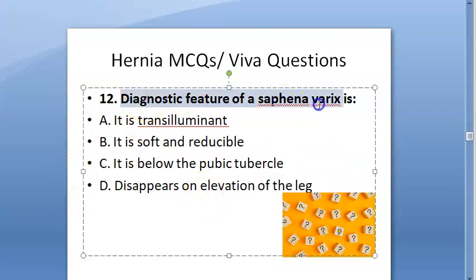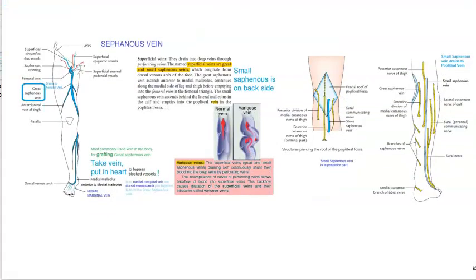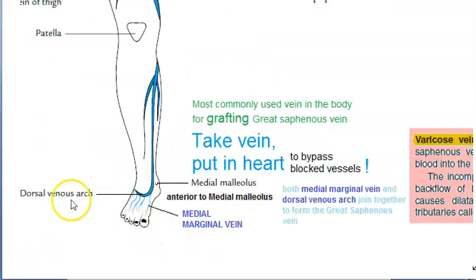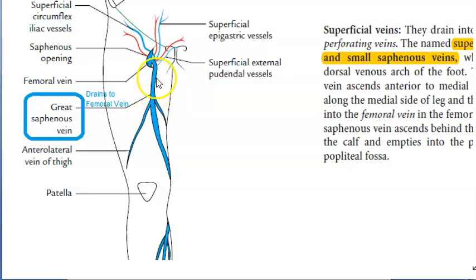Diagnostic feature of a saphena varix is. So you want the diagnostic features. The main topic here is the saphena varix. Come on, can you answer this? Saphena varix is nothing but the dilation of the saphenous vein at its junction with the femoral vein in the groin. Look at this. So from below, you have the dorsal venous arch. Then here you have the great saphenous vein, isn't it? Which is going here behind the knee and then coming up, and it drains into the femoral vein. You also have a short saphenous vein, which we will explain.